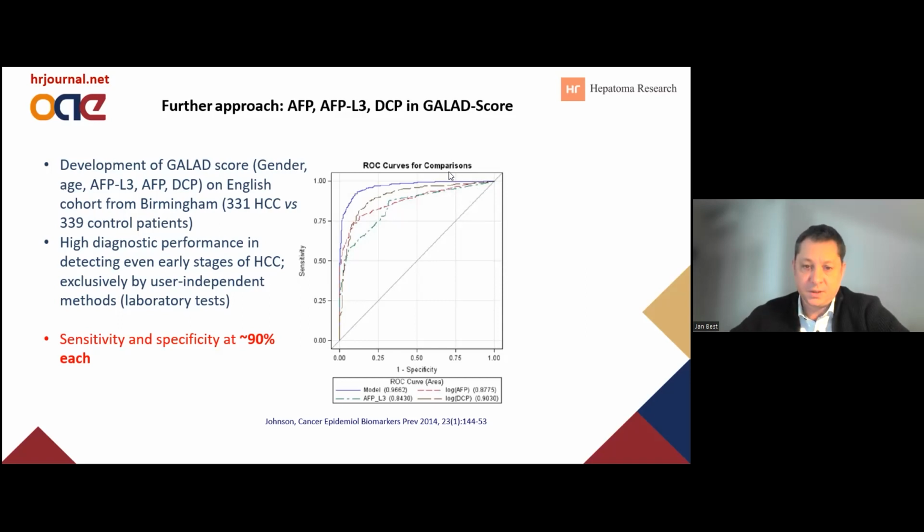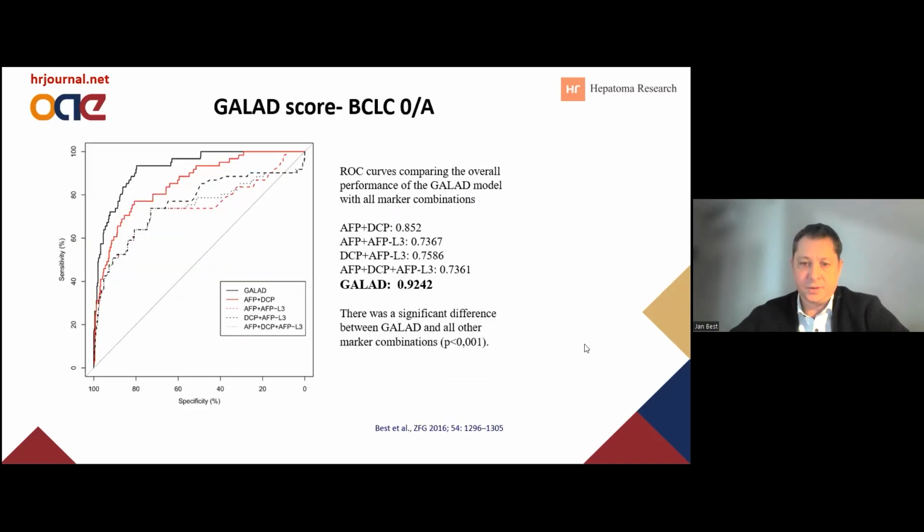Here we see in blue the GALAD model with an area under the ROC curve of 0.96. So it was significantly better than the biomarkers used alone. But this was just a rather small cohort.